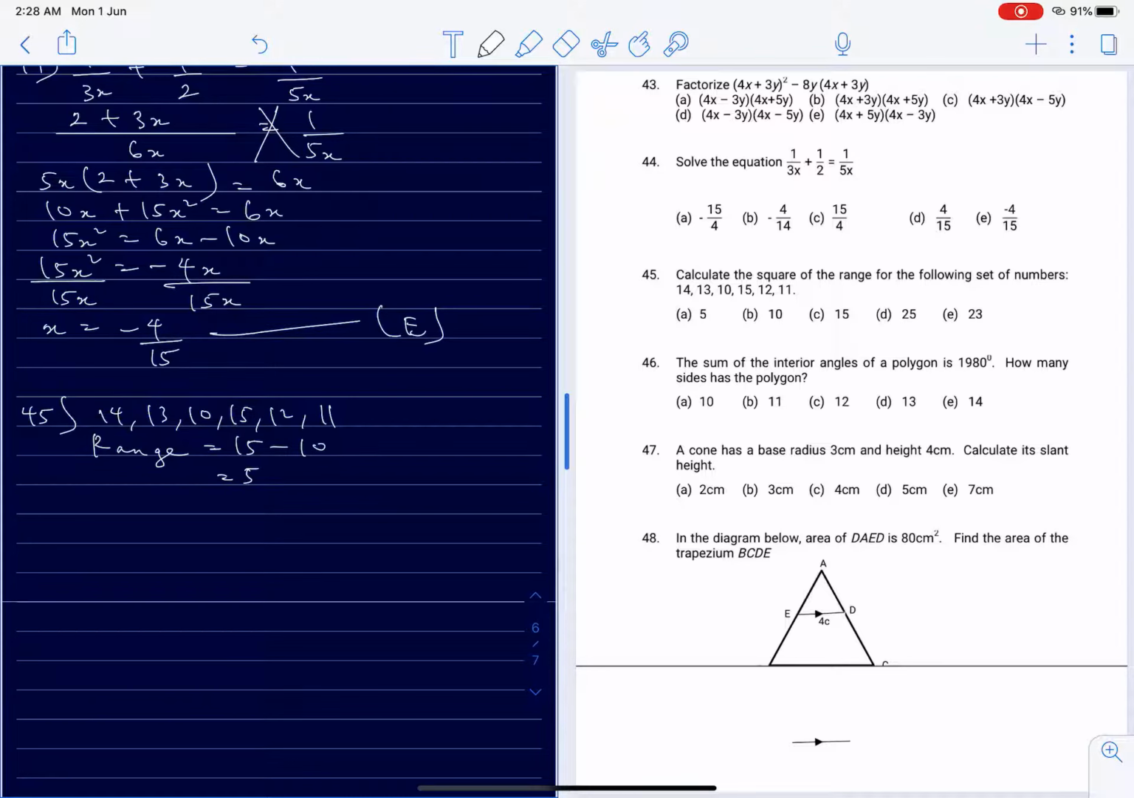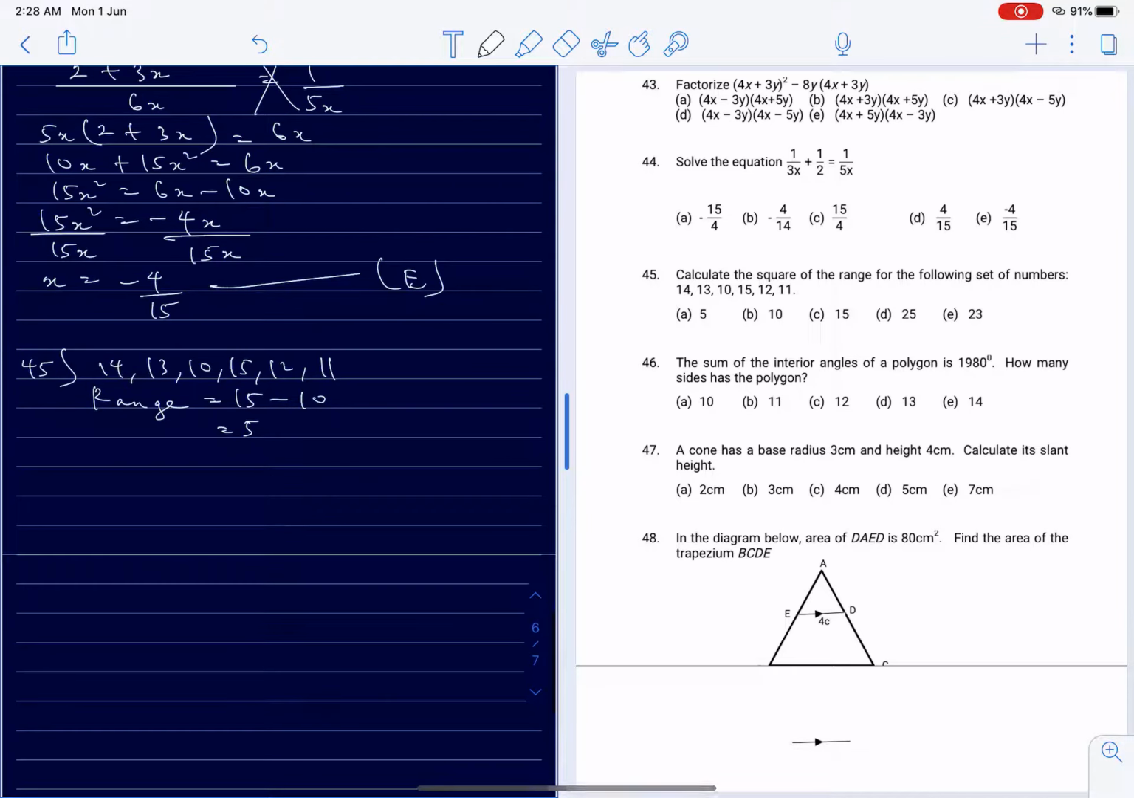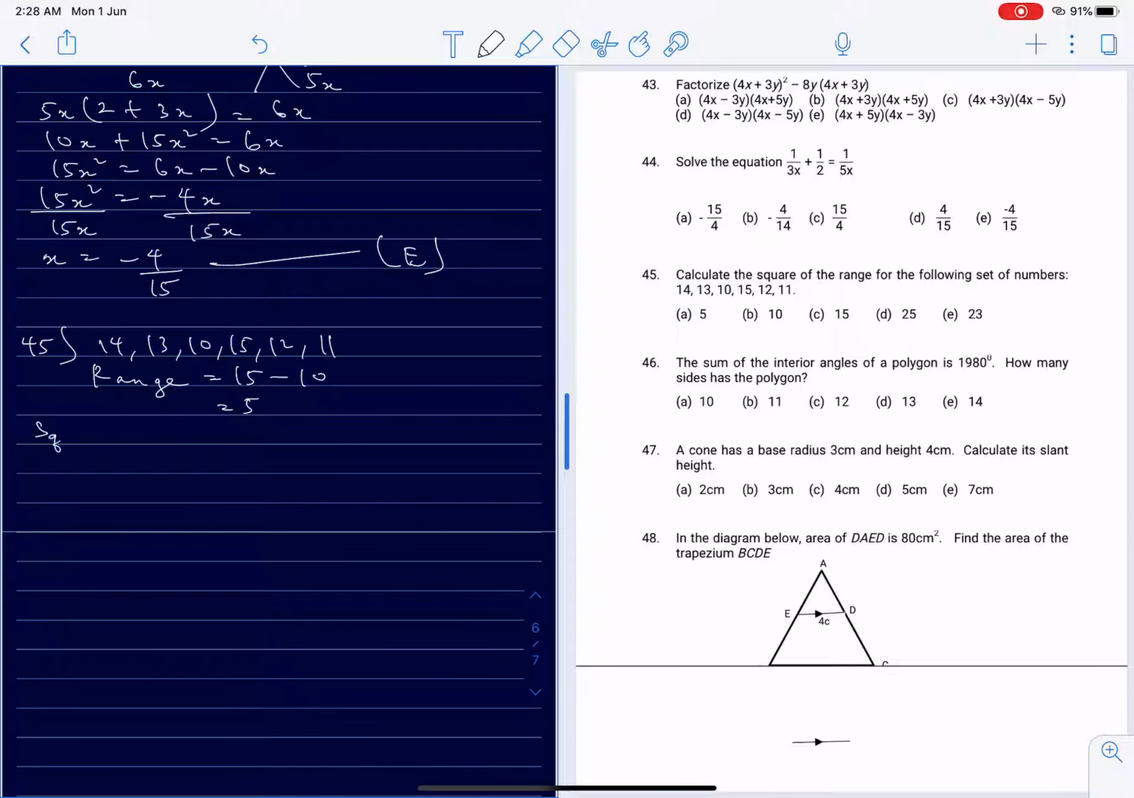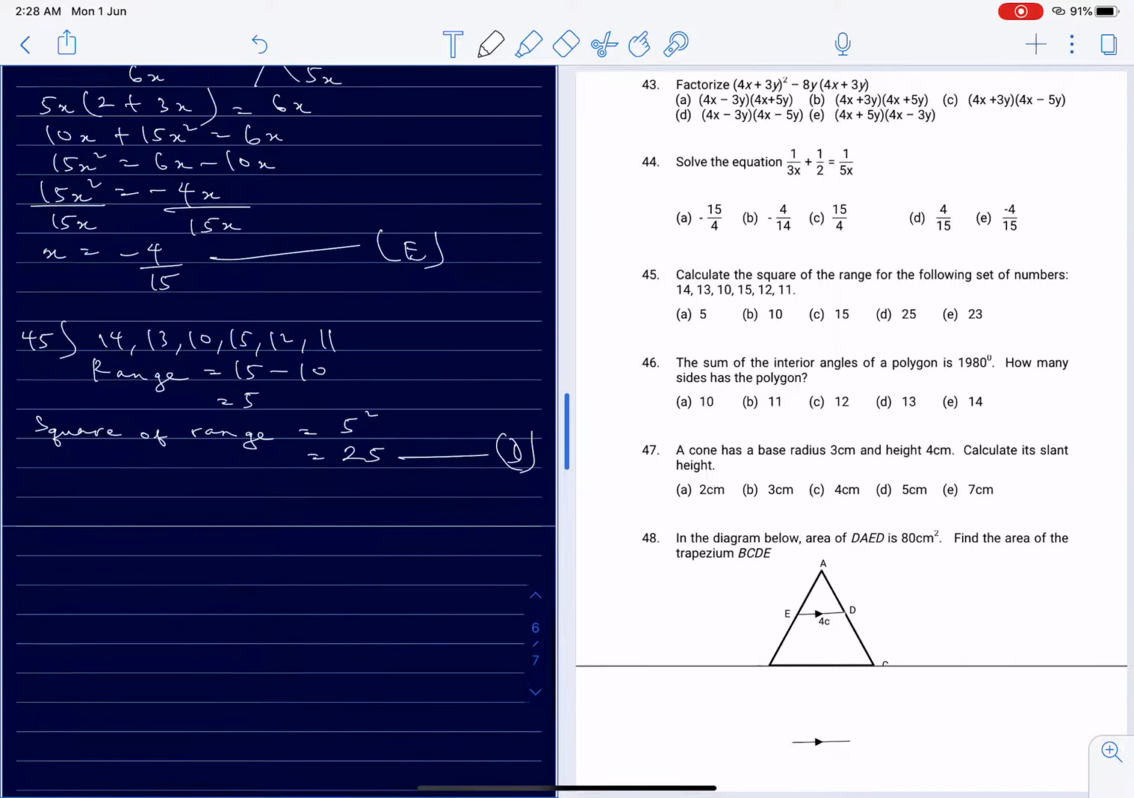And they said calculate the square of the range. What's the square of the range? The square of the range will now be 5 squared, which is 25. And the correct option is D.